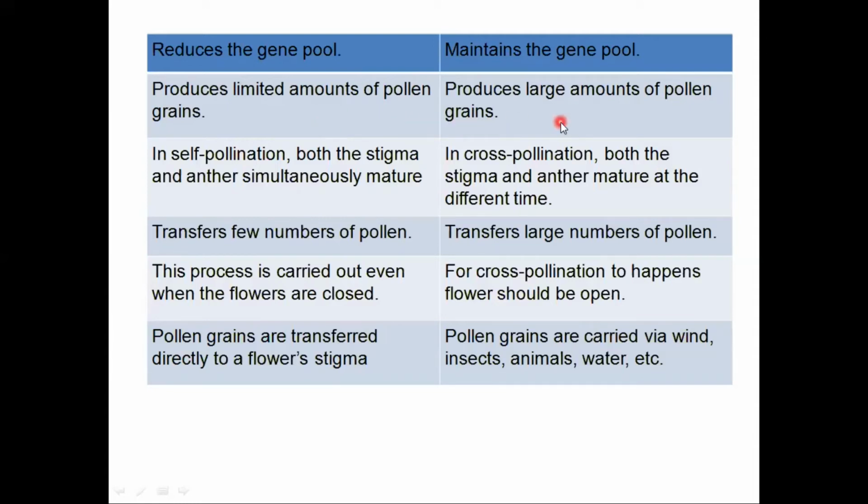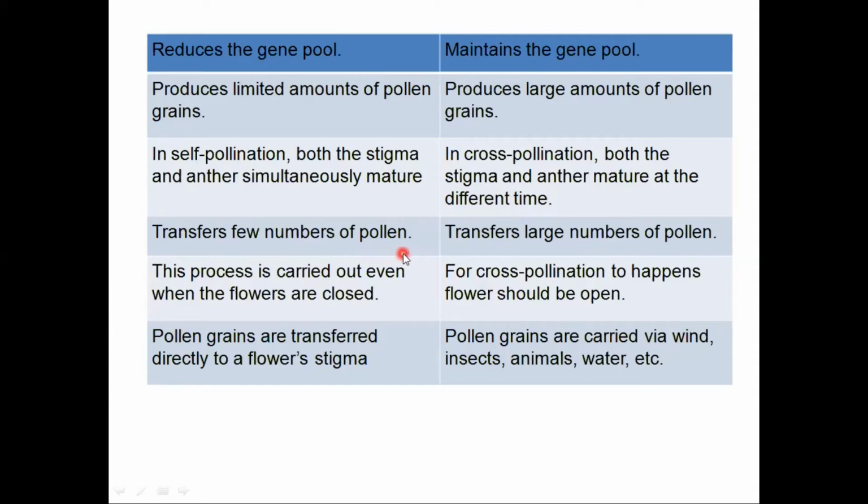And here a large amount of pollen grains is required because it is cross-pollination. It happens from one flower to another flower of different plants. In self-pollination, both the stigma and anther mature simultaneously, means the maturity period is the same. In cross-pollination, both the stigma and anther mature at different times because it happens on different plants, so the maturity period is different.